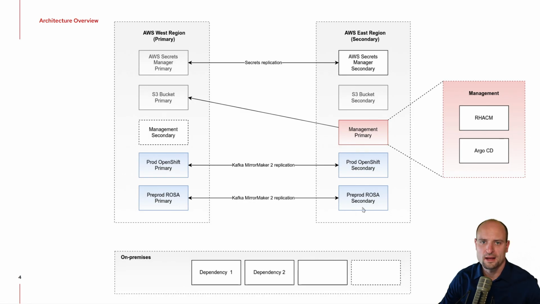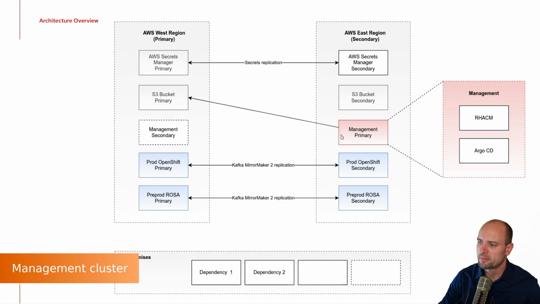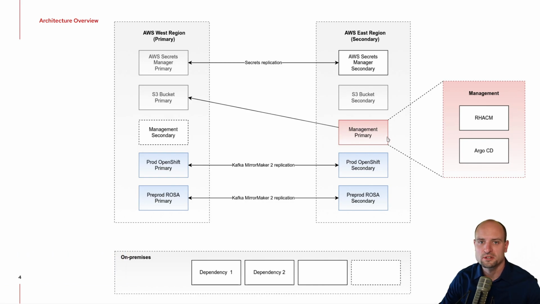The last OpenShift cluster I wanted to talk about is the management cluster, depicted here in red color. This is a dedicated cluster which hosts our GitOps tools, Red Hat ACM and Argo CD. We use these tools to configure the other OpenShift clusters as well as deploy applications, and also these tools help us automate some parts of our failover procedures from the primary to the secondary region.